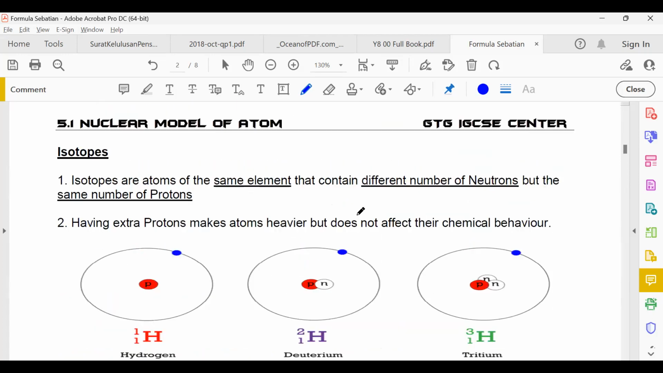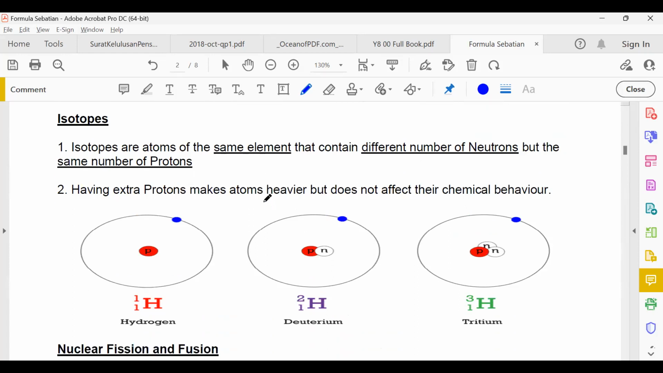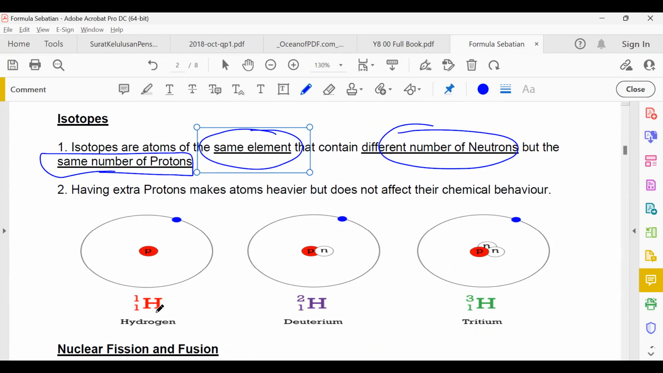Okay, and then after that, we have isotopes. So what are isotopes? In your exam, they love to ask what an isotope is. An isotope is literally something that is the same element, which contains the same proton number, but a different neutron number. For example, same element, same proton number, 1, 1, 1, but different neutron number. Or you could even say different nucleon number is acceptable. Okay, see, 0 neutrons, 1 neutron, 2 neutrons.